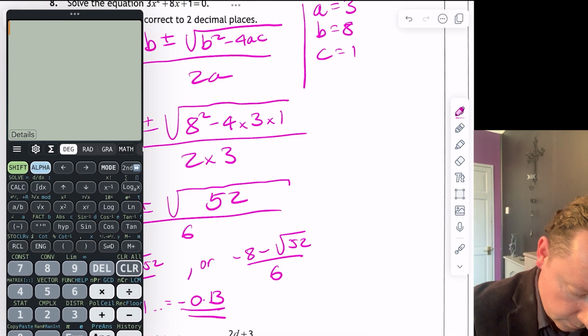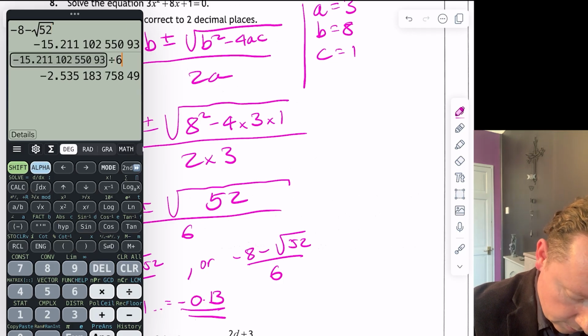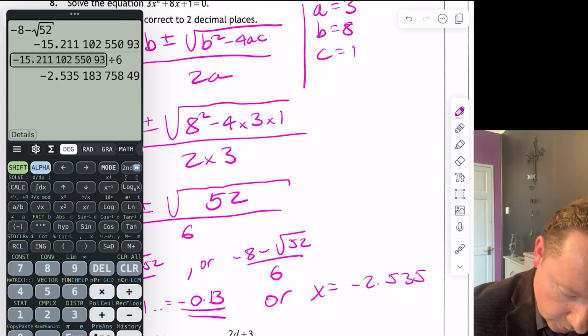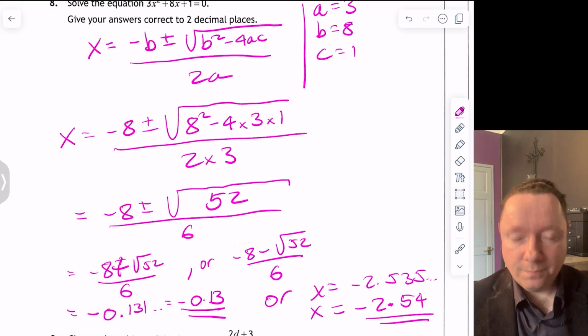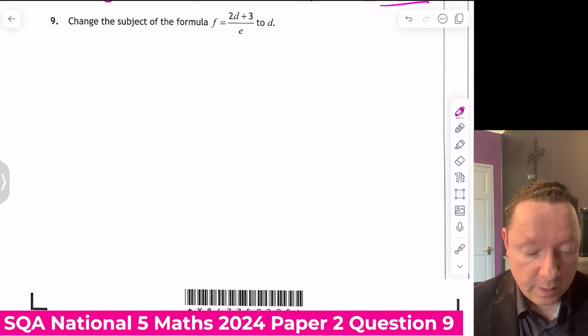Second answer, minus 8 minus root 52 all over 6, or x equals minus 2.535, or a bunch of other numbers, but to 2 decimal places, that's minus 2.54. And we're done there. SQA National 5 Maths 2024, Paper 2, Question 9.